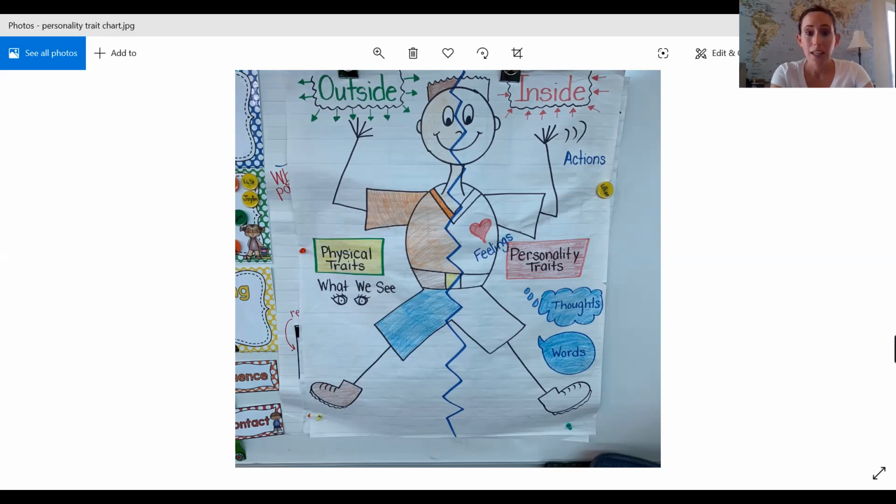So keeping that in mind, the physical traits, the personality traits, we are going to describe somebody in your family. You are going to compare yourself to somebody in your family. It could be anybody that you choose. It could even be your friend.